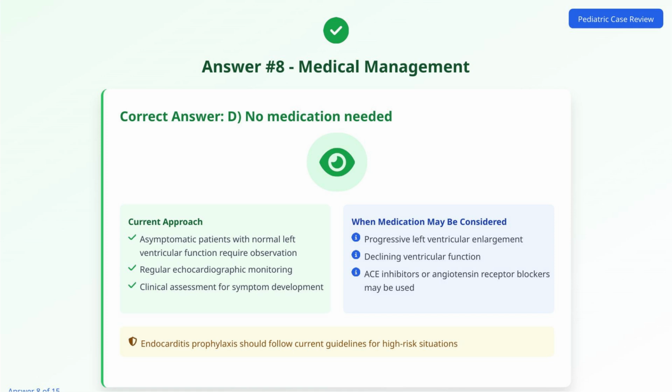Asymptomatic pediatric patients with moderate aortic regurgitation who maintain normal left ventricular size and function typically require observation rather than medical therapy. While ACE inhibitors or ARBs may be considered in adults with severe regurgitation or declining ventricular function, their routine use in asymptomatic children lacks strong evidence. Endocarditis prophylaxis guidelines have changed over time, and current recommendations should be followed for specific high-risk situations.